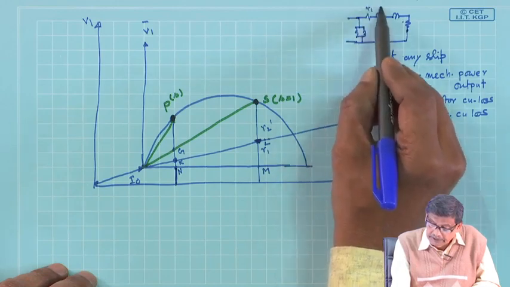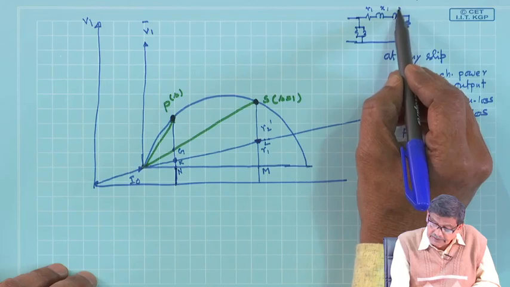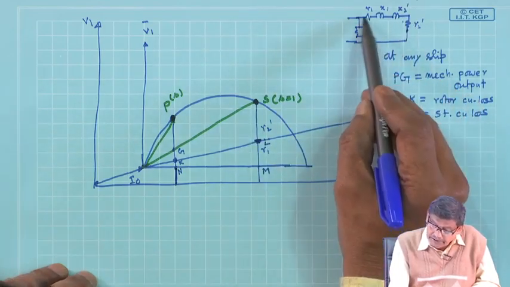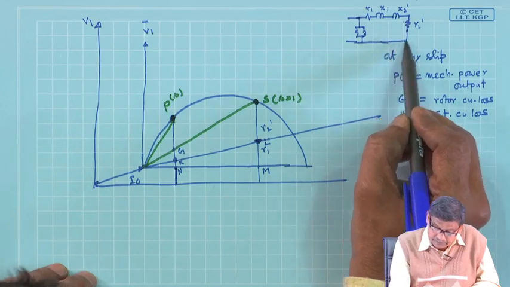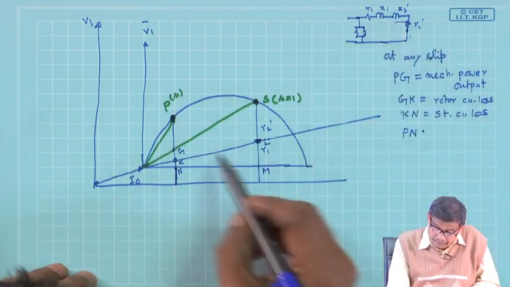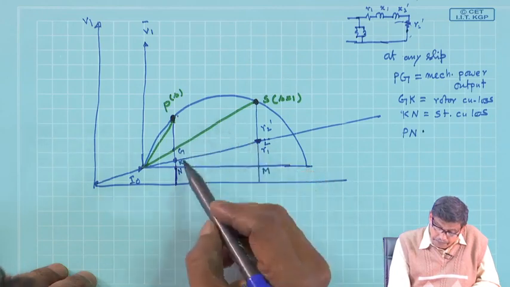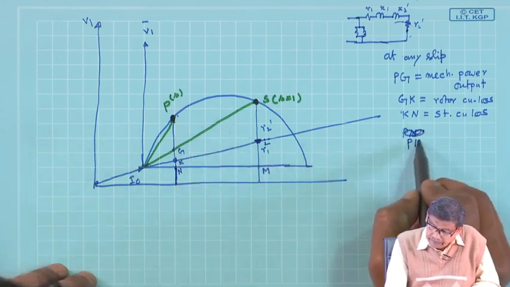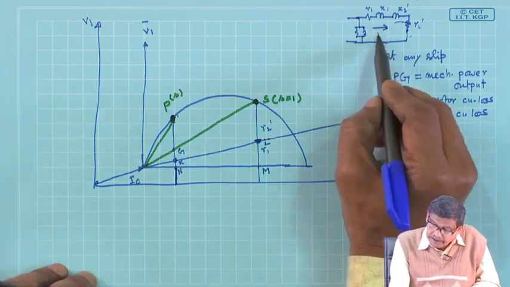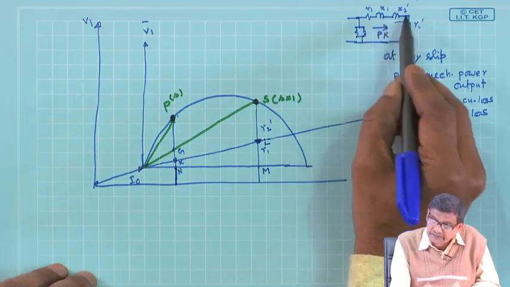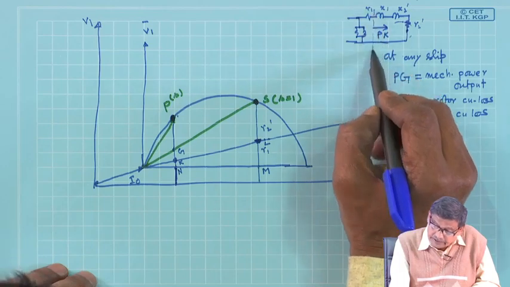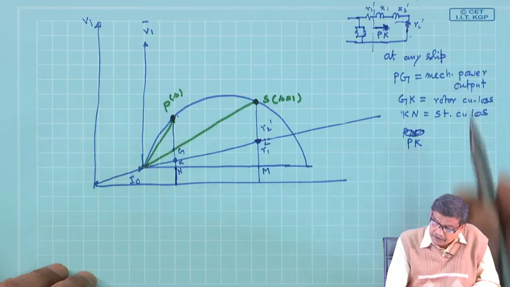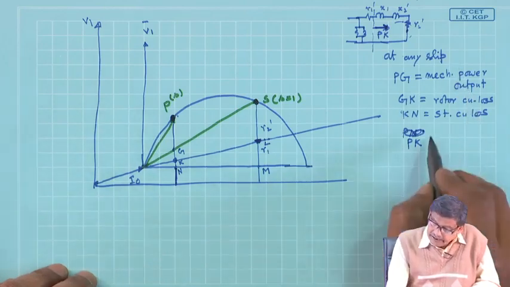This is R1, this is X1, this is X2 dash, this is R2 dash. So, Pn is the power in this branch of the circuit. Pk is the power here, after the stator resistance loss, this is the power, and therefore, Pk is the air gap power.